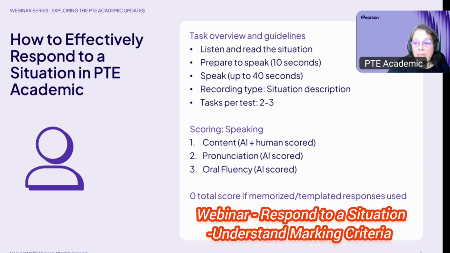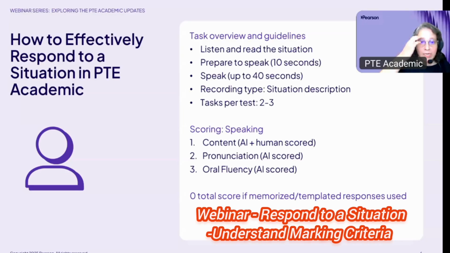In real academic and social contexts, students rarely have time to script or rehearse what they want to say. Whether it's clarifying instructions with a lecturer, or apologizing for being late, or making a quick request, they need to respond naturally, clearly, and appropriately in the moment. The limited preparation time mirrors these authentic interactions and ensures that responses reflect a candidate's true communicative competence, not memorized answers.